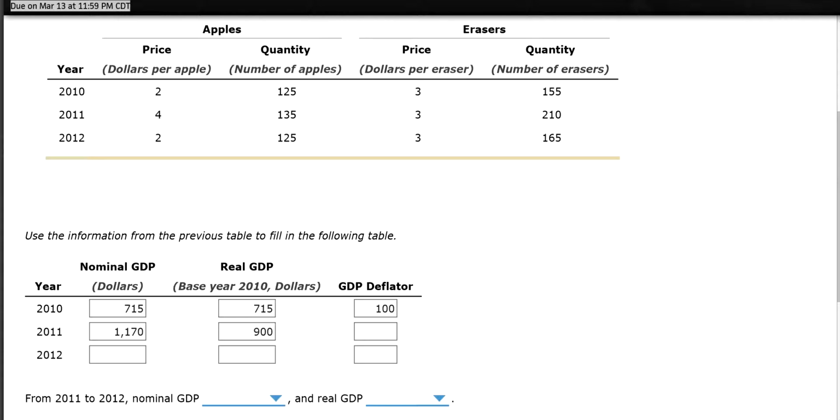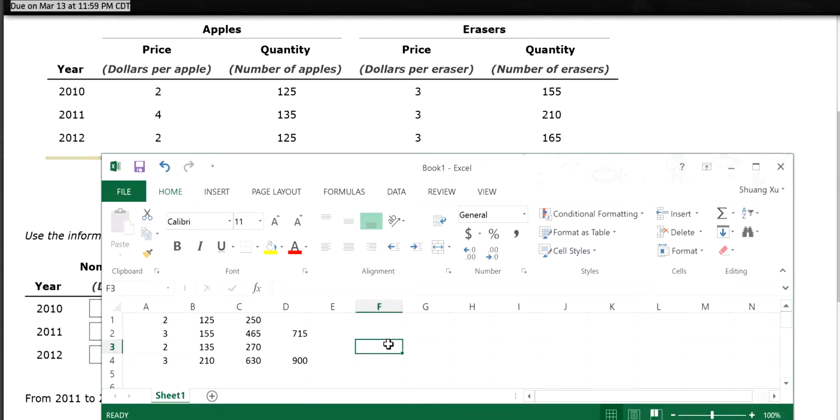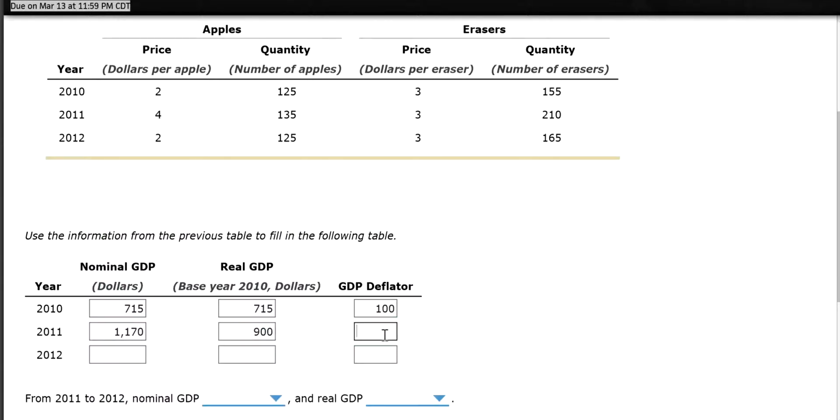And then my GDP deflator is going to be your nominal GDP, so 1170, divided by real GDP 900, and then times 100. It's going to be 130. That's our GDP deflator.